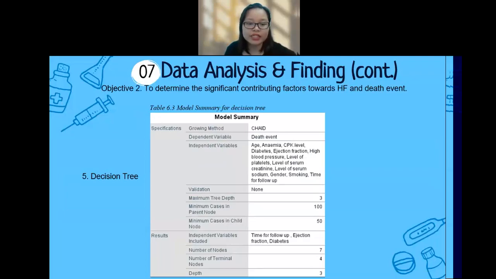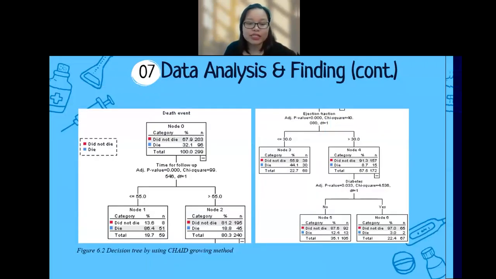Next is the decision tree. I chose the chi-square automatic interaction detection as the growing method. I included all the independent variables, and for the result, only time for follow-up, ejection fractions, and diabetes are included in the decision tree. So this is the decision tree. I divided the picture into two so that we can see it easily.